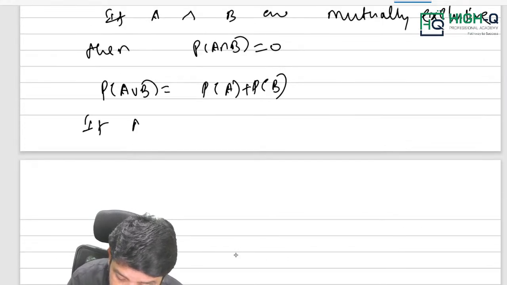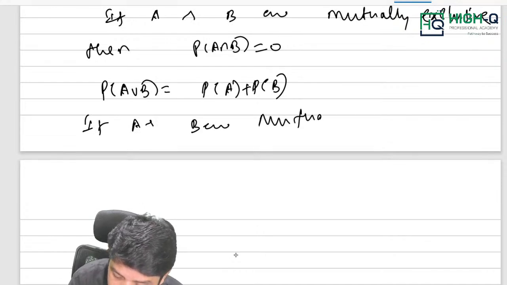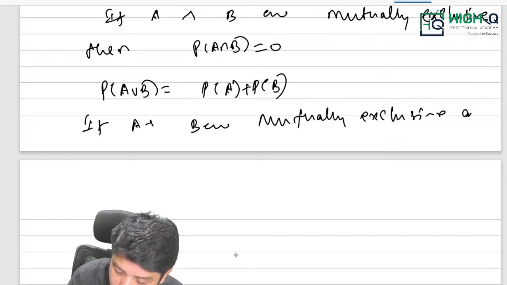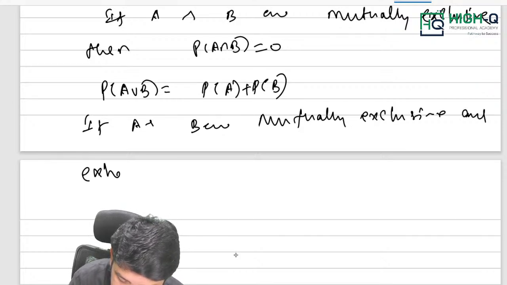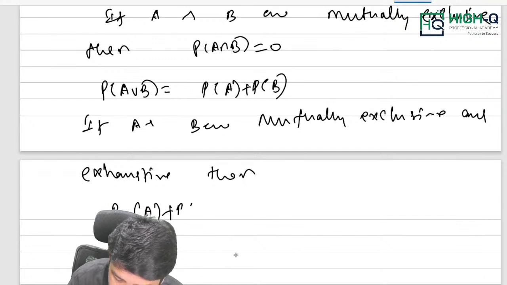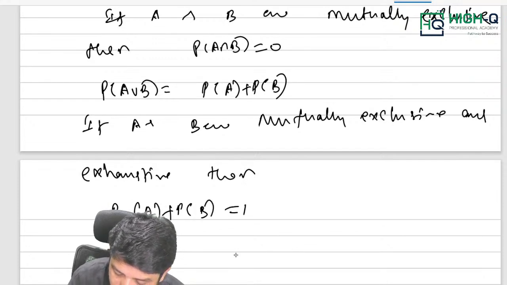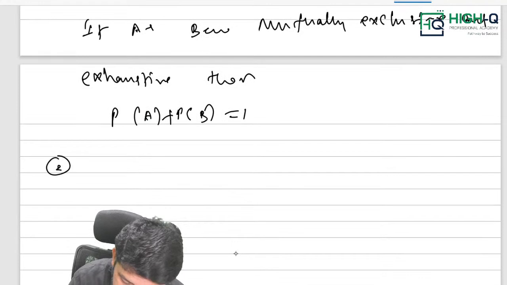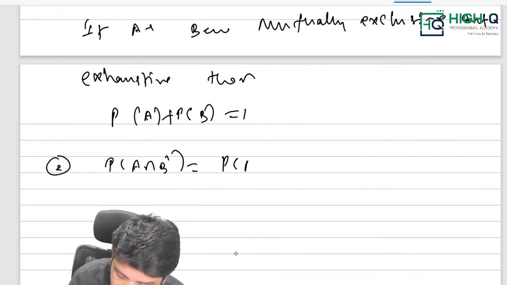Now if A and B are mutually exclusive and exhaustive, then P of A plus P of B is equal to 1. Okay, next one. P of A intersection B dash, P of A minus P of A intersection B.